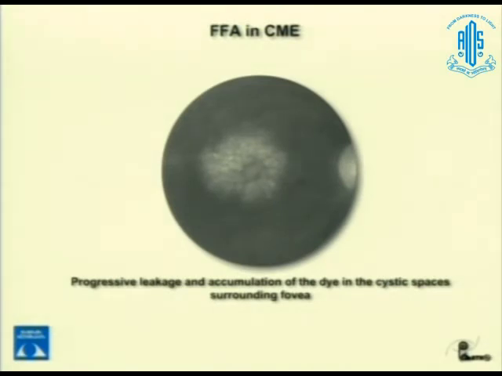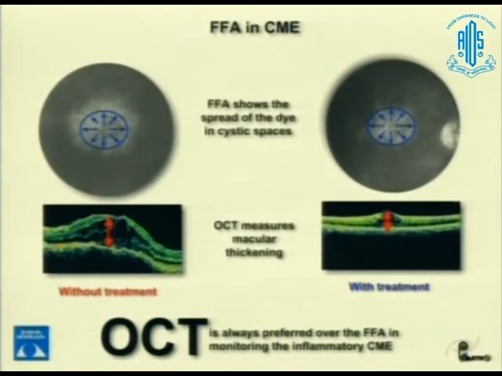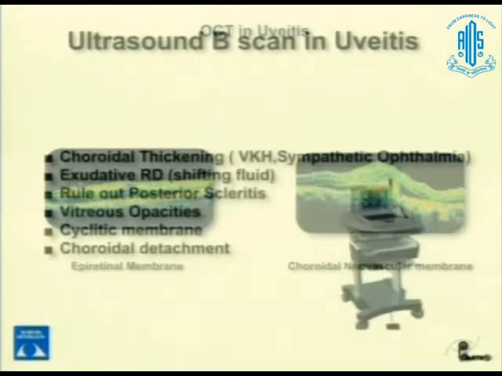Fundus fluorescein angiography also helps us in CME, which shows progressive leakage and accumulation of the dye and shows the classical petalloid appearance. While evaluating a case of cystoid macular edema, OCT is always preferred. I'll tell you the reason. See, this is a case without treatment and this is after treatment. See the extent of the dye accumulation. The spread of the dye is almost the same, but see the OCT. The OCT helps us measure the macular thickness properly. So it's very helpful. OCT is also helpful in epiretinal membrane and choroidal neovascular membrane.